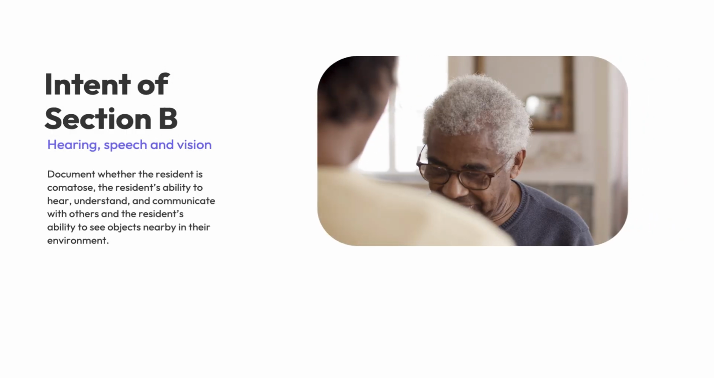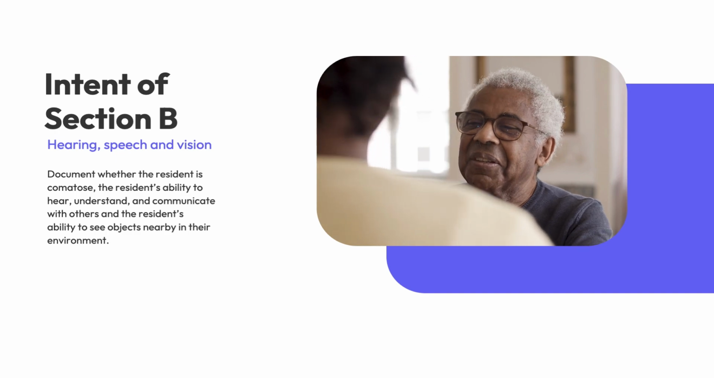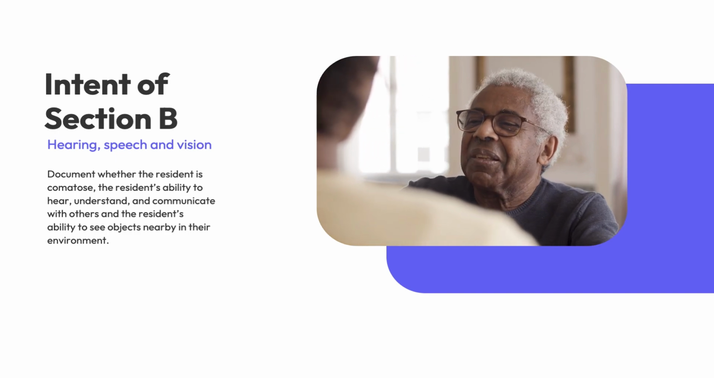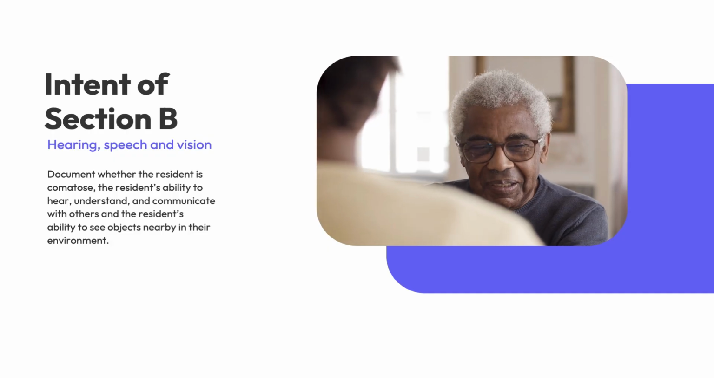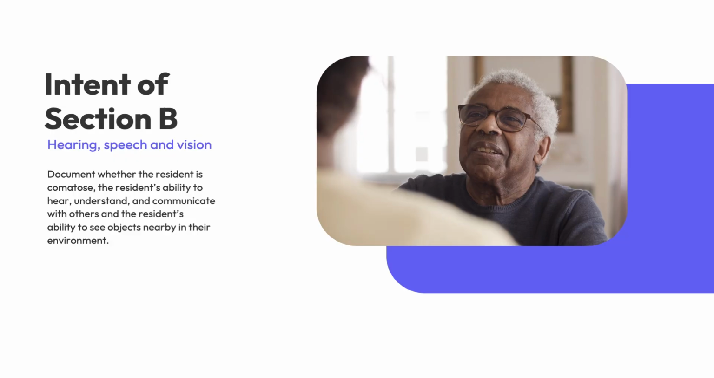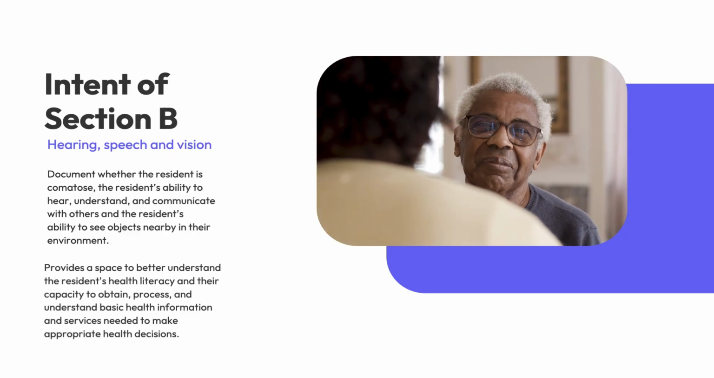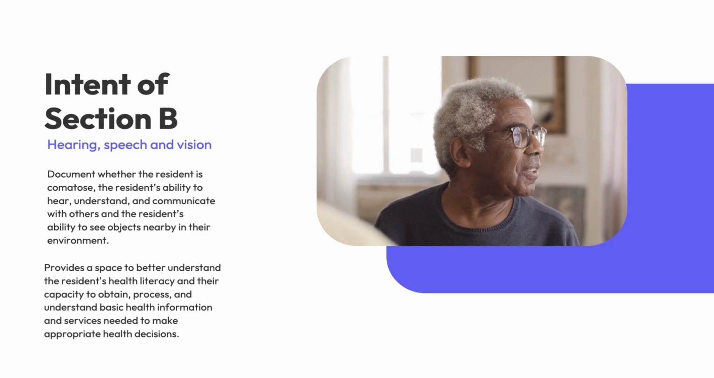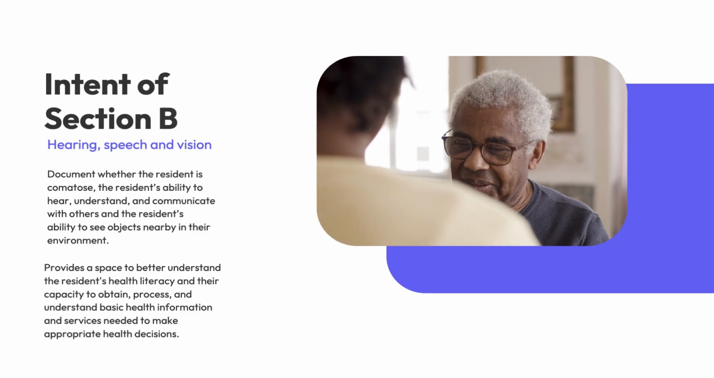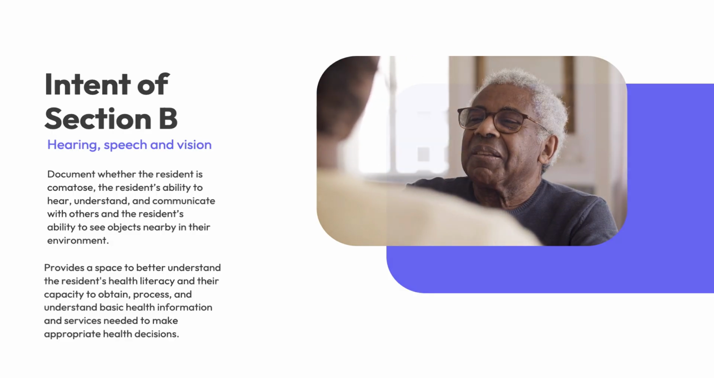The intent of items in this section is to document whether the resident is comatose, the resident's ability to hear with or without assistive hearing devices, understand and communicate with others, and the resident's ability to see objects nearby in their environment. It also provides a space to better understand the resident's health literacy and their capacity to obtain, process, and understand basic health information and services needed to make appropriate health decisions.